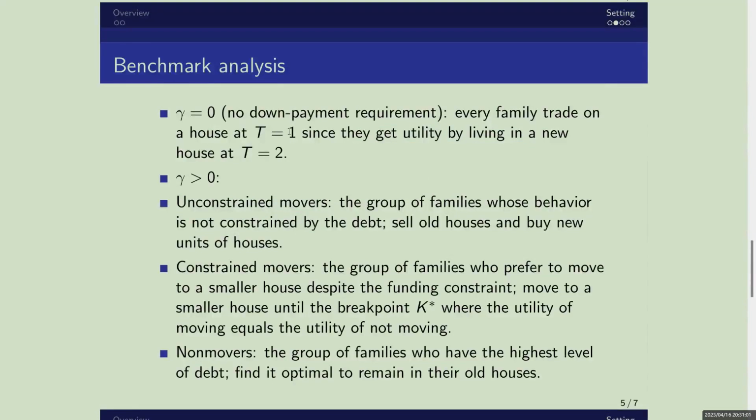And the second family, we call them constrained movers. They refer to the group of families who prefer to move to a smaller house despite the funding constraint. Their optimal choice is to move to a smaller house until the breakpoint, k star, where the utility of moving equals the utility of not moving. And the third family, we call them non-movers. They refer to the group of families who have the highest level of debt. Since they have the highest level of debt and there is the down payment requirement, their optimal choice is to remain in their old houses.